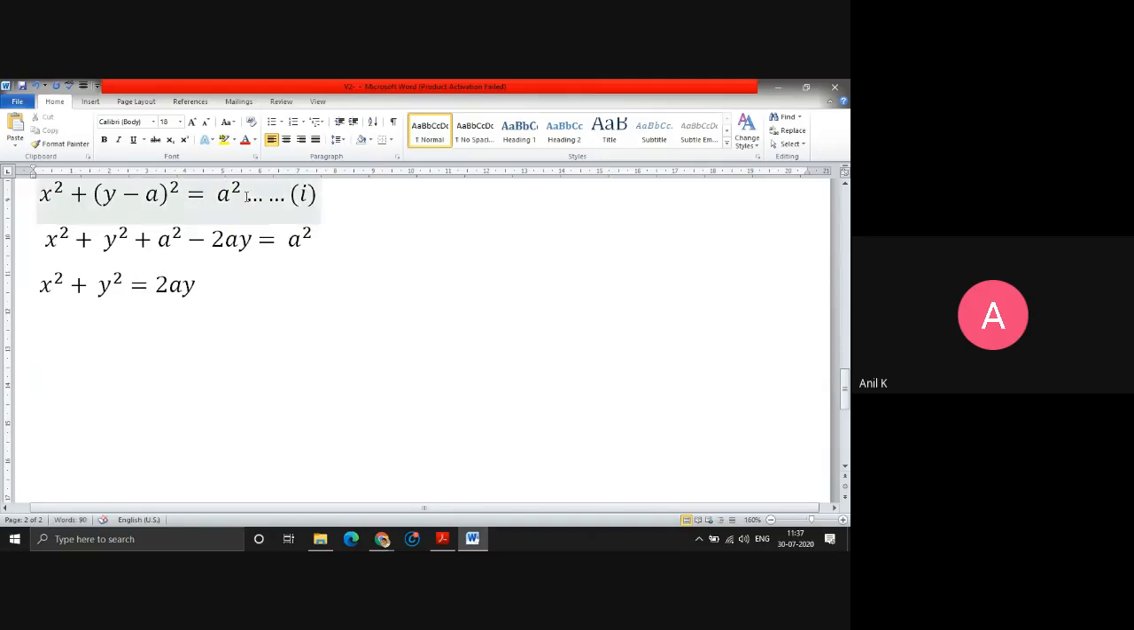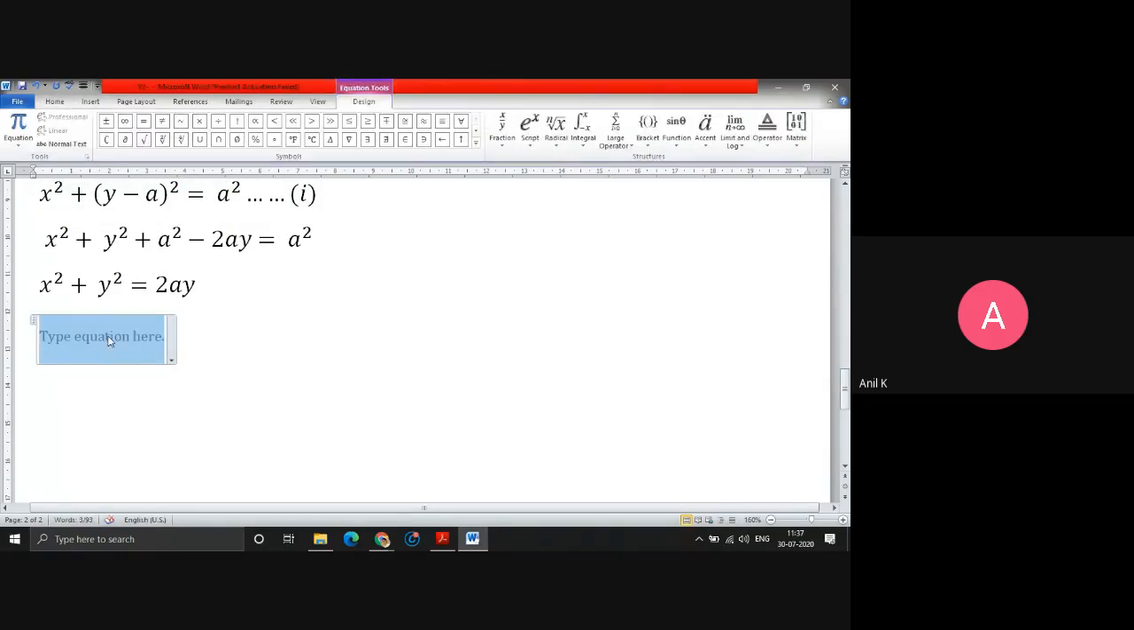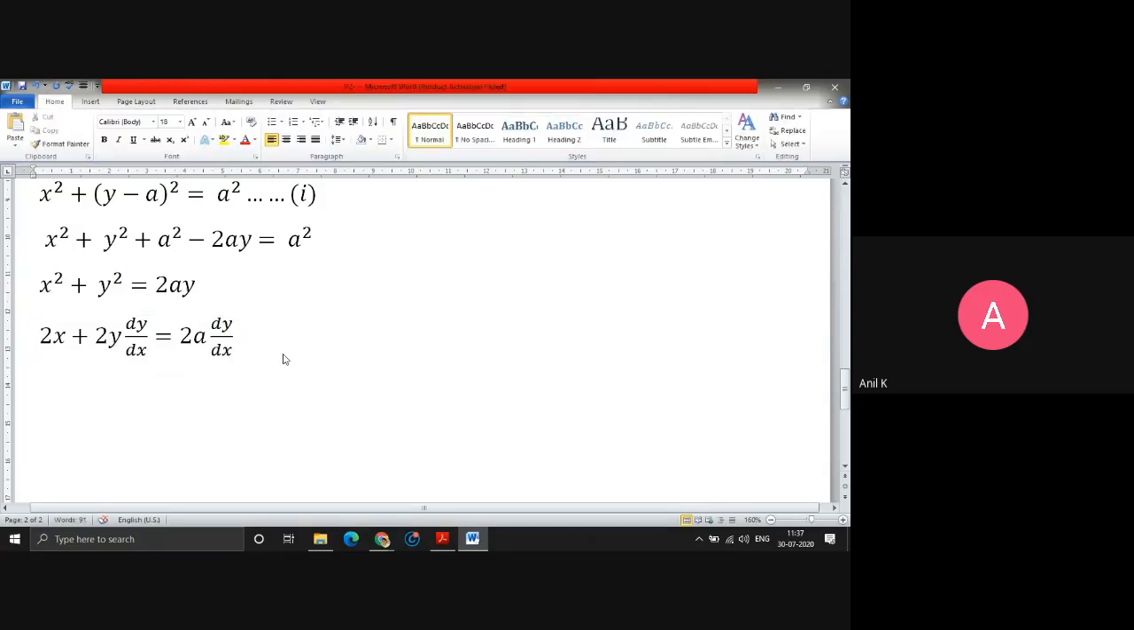Now you do the differentiation. The differentiation of x square is 2x, plus the differentiation of y square is 2y into dy upon dx, is equal to 2a into dy upon dx. Now what you can do here, 2 will get cancelled in every step.